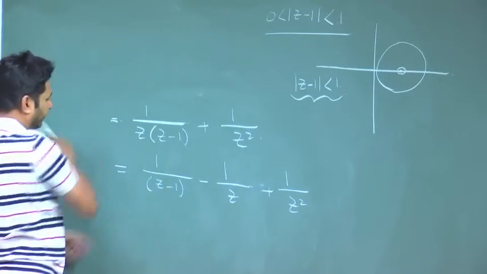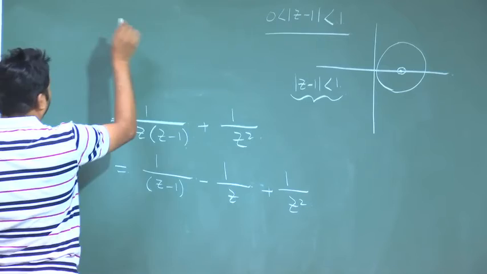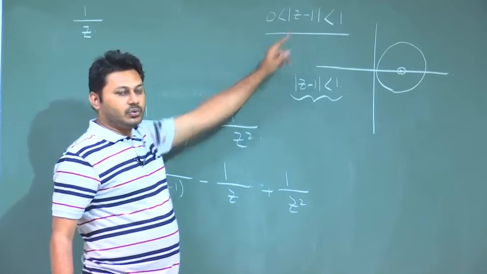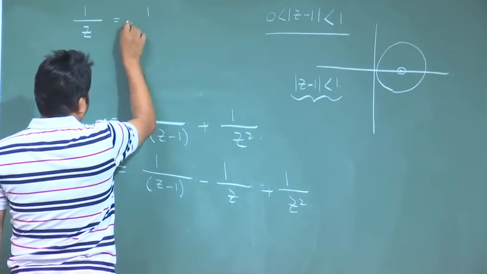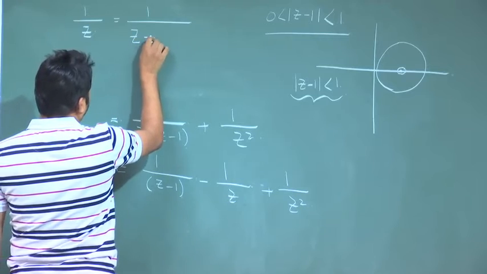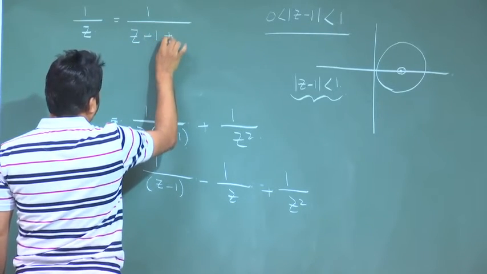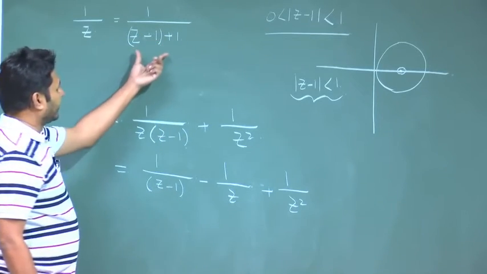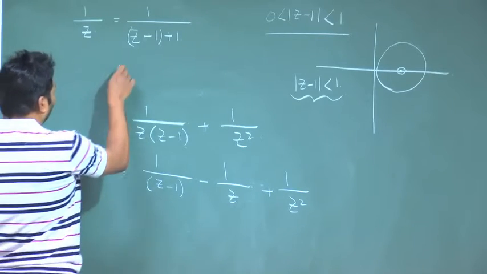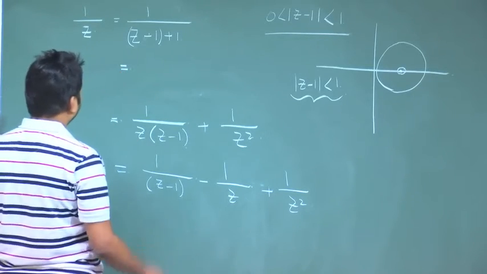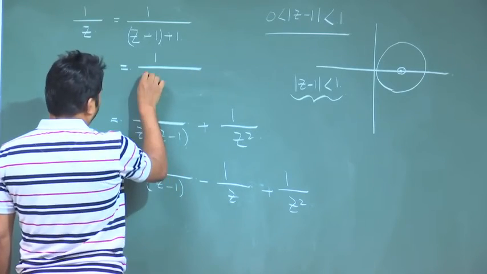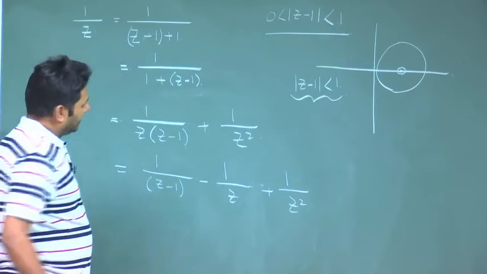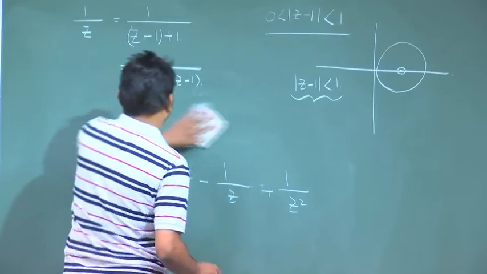Let me erase the function because this function is now written here. So, if I want to expand this 1 by z with this limit, how to do that? I will take this function as 1 plus z minus 1, so 1 divided by 1 plus z minus 1, and once I write this, then I am done.